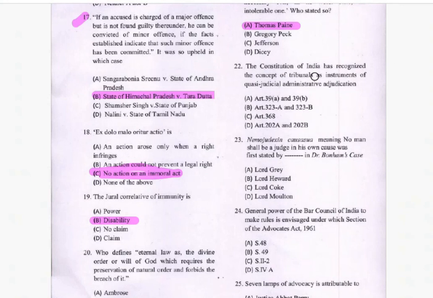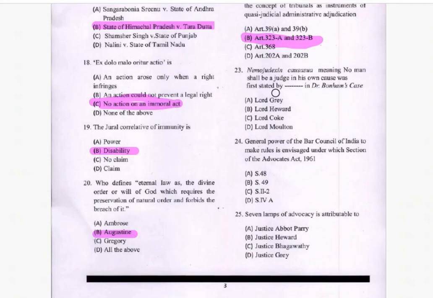The Constitution of India has recognized the concept of tribunals as instruments of quasi-judicial administrative adjudication. इसका आंसर है Article 323A and 323B. Option B.